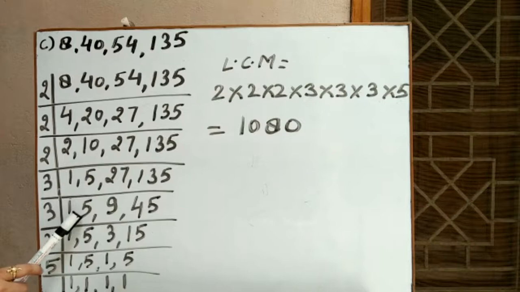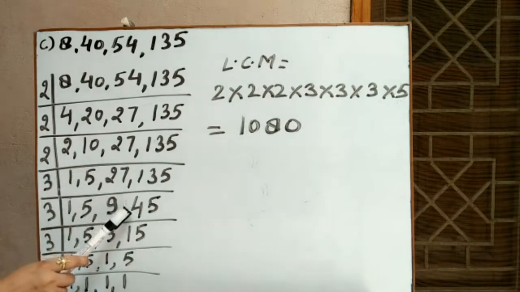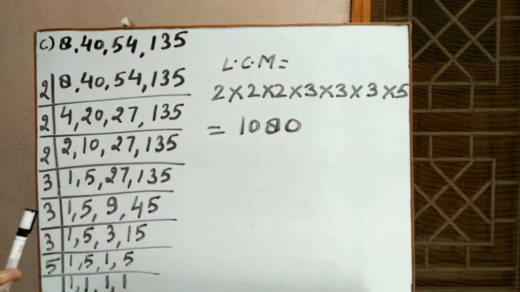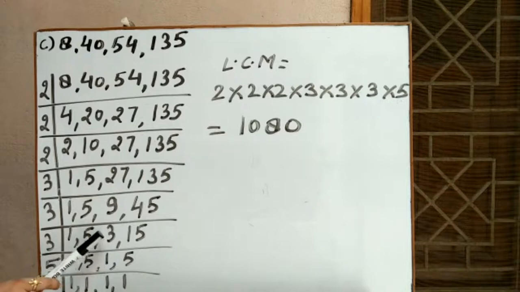1, 5, we will write as it is because 5 cannot be divided by 3. 3 nines are 27, 3 fours are 12 and 3 fives are 15. Again 1, 5, 3 threes are 9 and 3 ones are 3, 3 fives are 15. Again 1, 5, 3 ones are 3 and 3 fives are 15. Now 5, 1, comma, 5 ones are 5, 1 and 5 ones are 5.